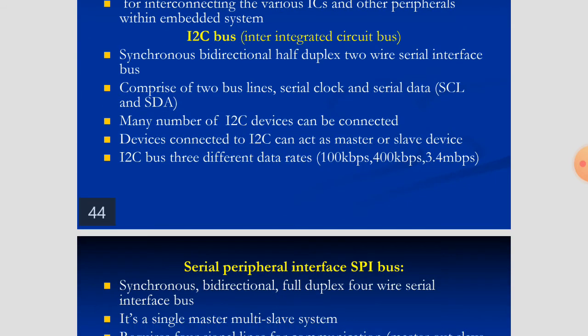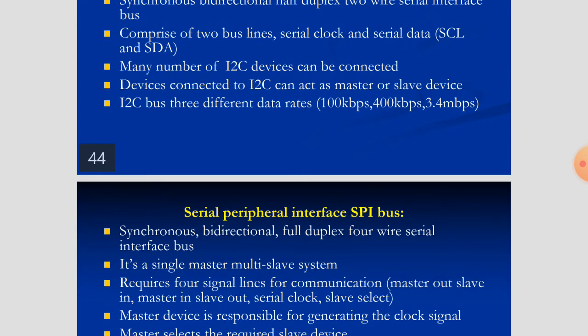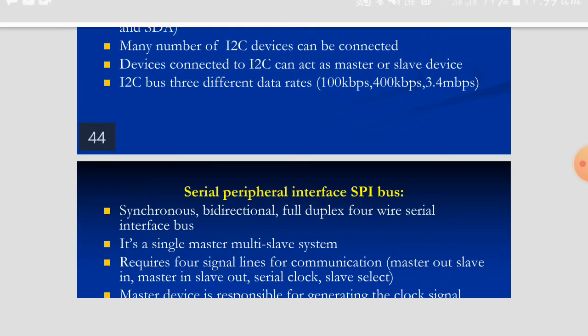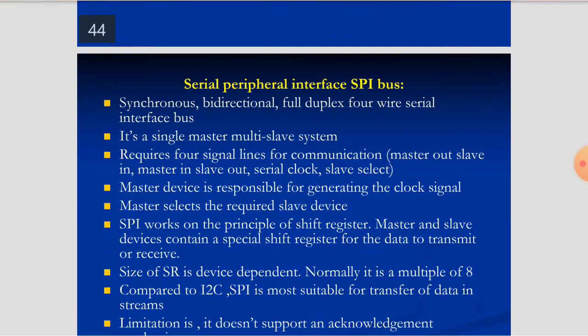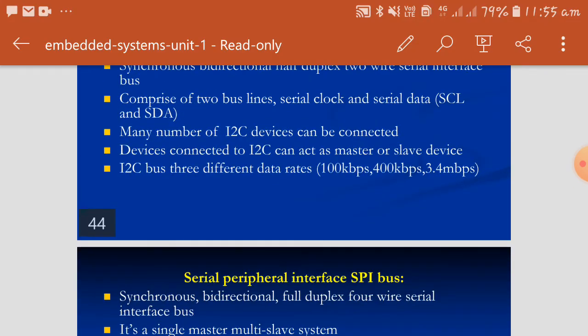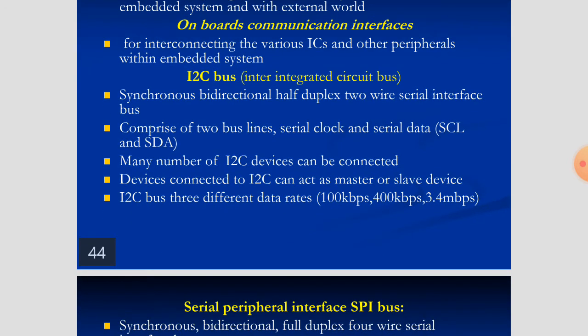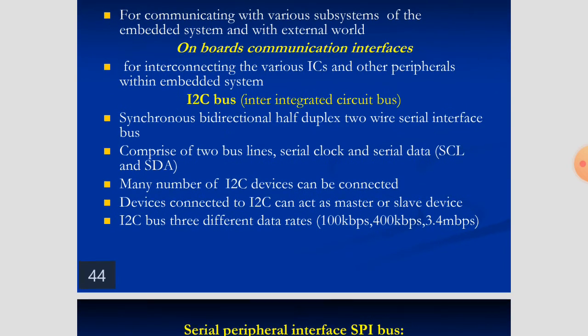And you are going to connect many things externally, like printers, scanners, serial IO ports, or memory. How are you going to communicate with those? Those are communication interfaces. So communication interfaces are broadly classified into onboard communication interfaces and external board communication interfaces.